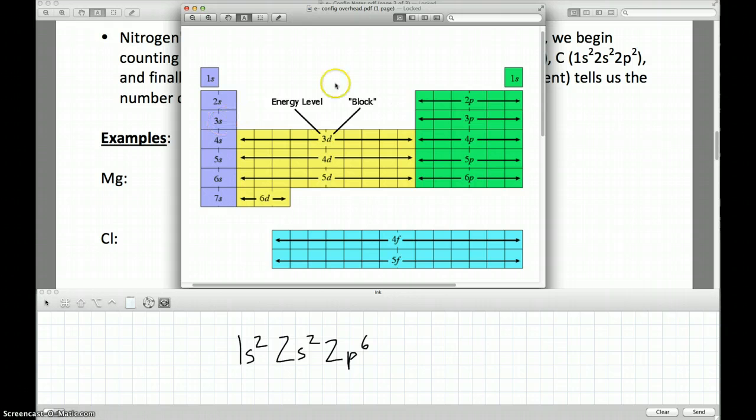Next I hit 3s, because I'm done with the second row. I go down to the third row. 3s, and there's 1, 2. So 3s2. And lastly, 3p, and if you remember, chlorine is right here. So 3p is the next code I hit. 3p, 1, 2, 3, 4, 5 gets me to chlorine. So 3p5. That is the electron configuration for chlorine.